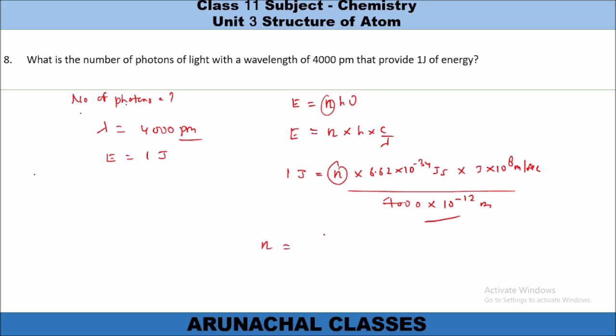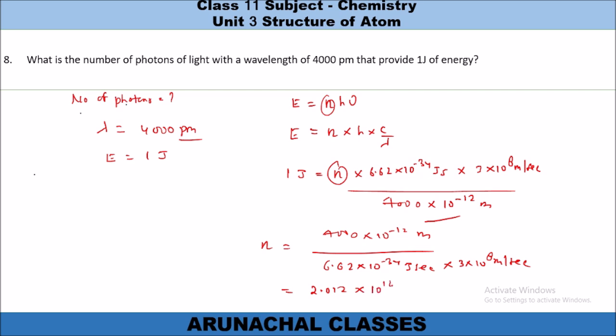N will be equal to 4000 into 10 power minus 12 meter divided by 6.62 into 10 power minus 34 joule second, multiplied with 3 into 10 power 8 meter per second. If I solve this one, I will get 2.012 into 10 power 16 number of photons, that is quanta, meaning photons, a packet of energy. So this many number of photons will be present here.